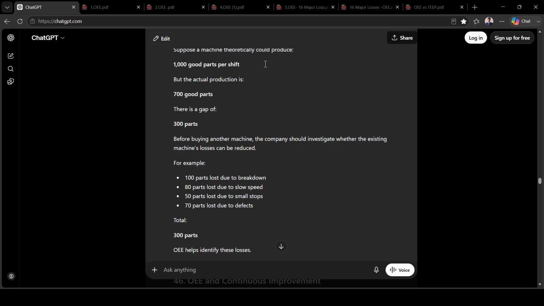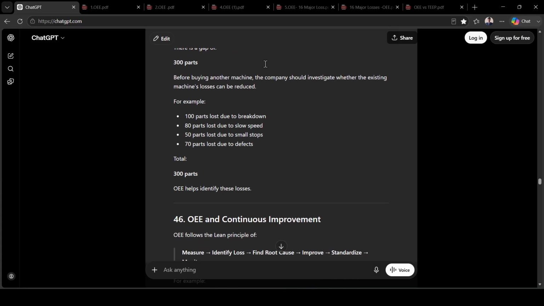For example, 100 parts lost due to breakdown, 180 parts lost due to slow speed, 50 parts lost due to small stops, 70 parts lost due to defects. Total 300 parts. OEE helps identify these losses.